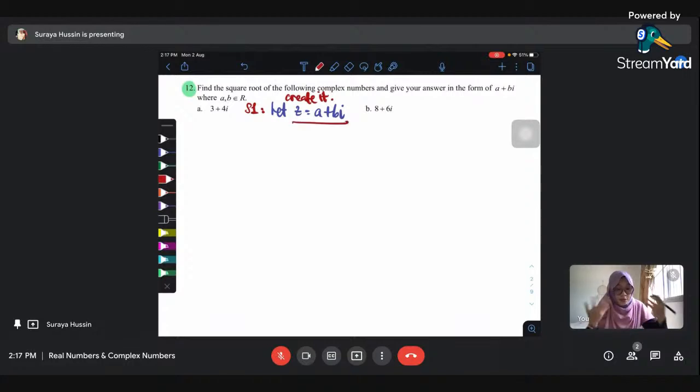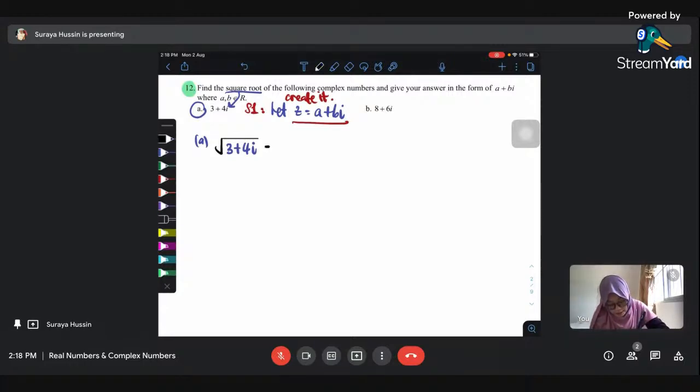Create Z by yourself. So in this case, question A, 3 plus 4i, dia kata square root tau. Find the square root of the complex number. Of the complex number adalah yang inilah untuk soalan A. So find the square root of the complex number 3 plus 4i. Tapi takkanlah nak buat square root 3 plus 4i sahaja semata-mata.